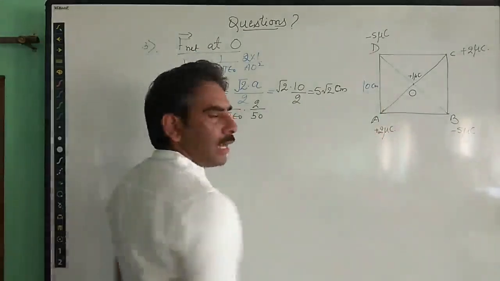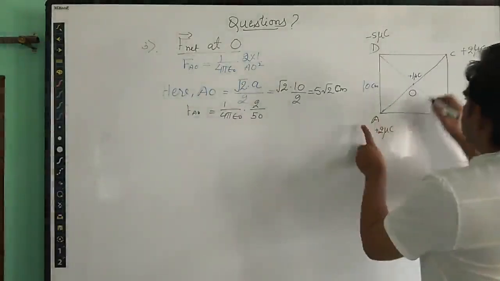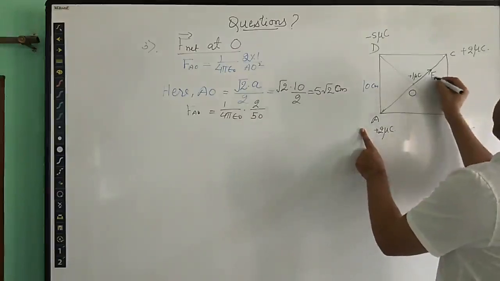What is the direction of this force? Because the two charges are like, they will have repulsive forces among them. So the force will be away from this charge. So it will be directed this way. So this is FAO.